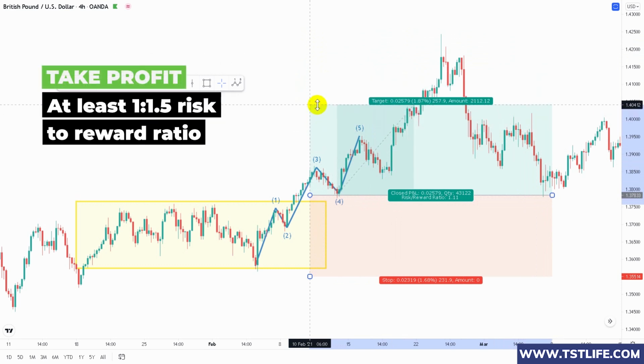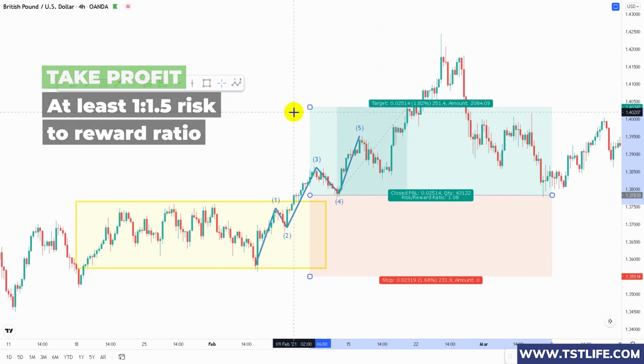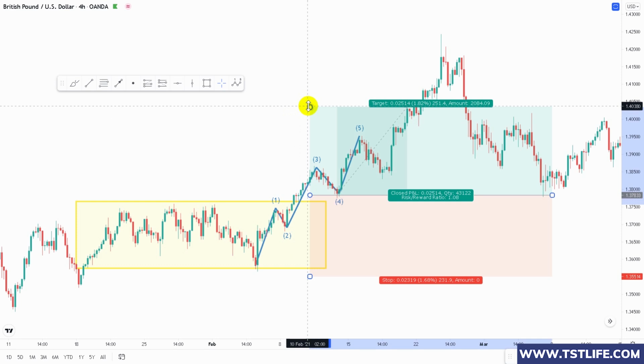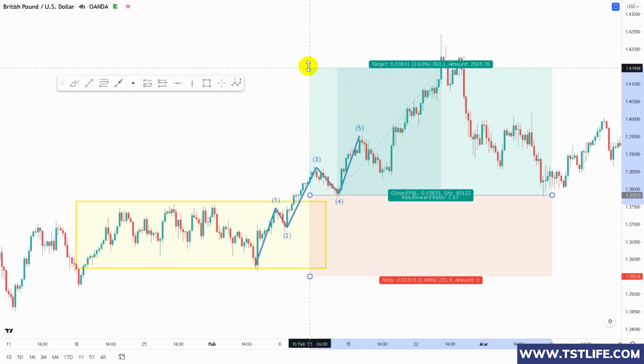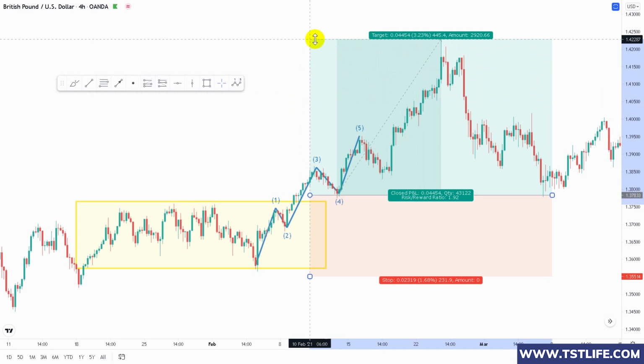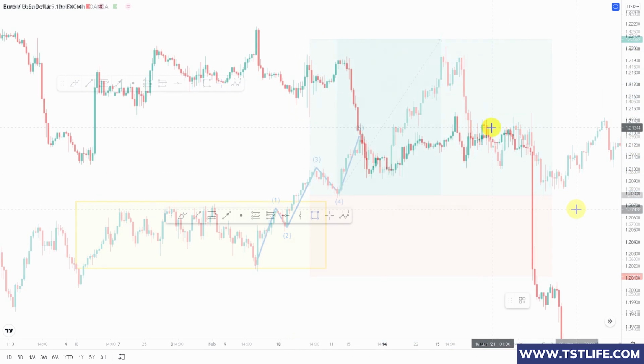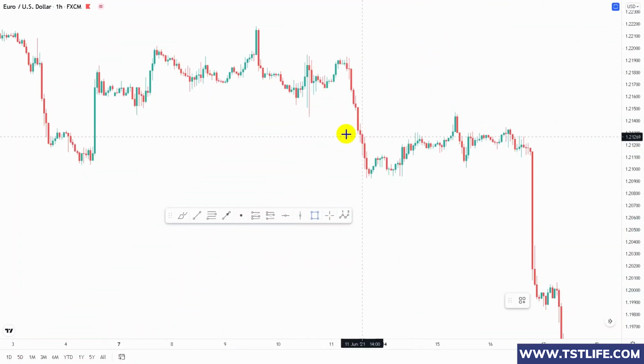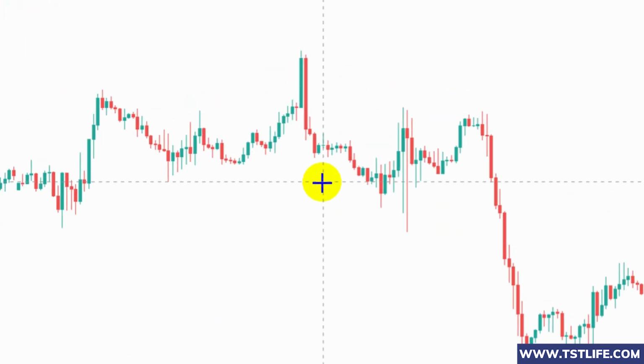The subscriber who submitted this strategy asks us to stick to at least a 1.5 risk-to-reward ratio. We can exit the market at 5 or use a trailing stop loss to capture the maximum number of pips. We can see it's a successful trade. Let's look at another example.